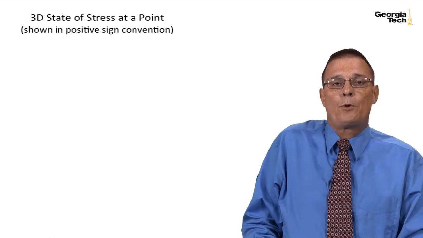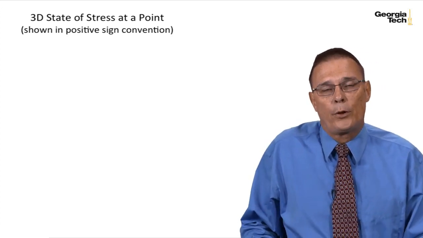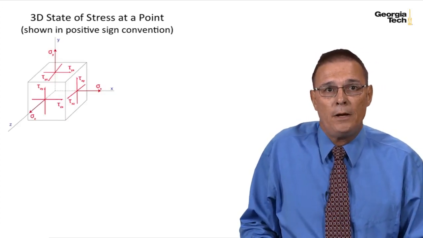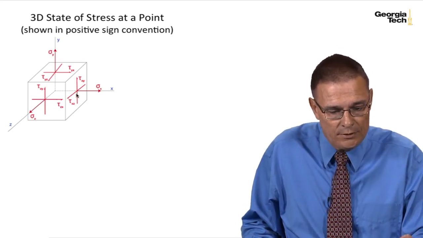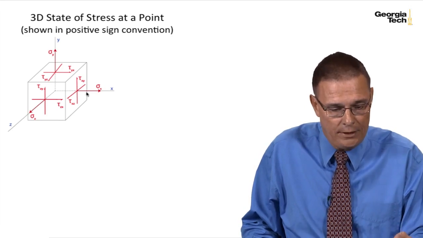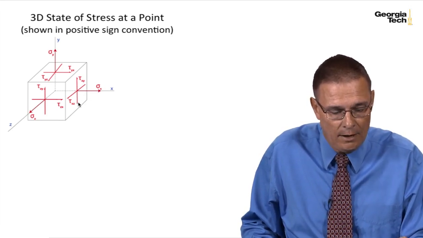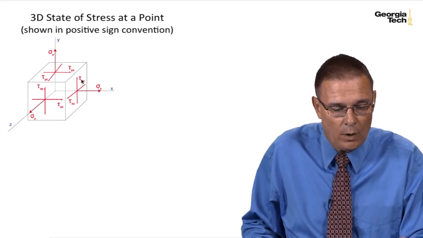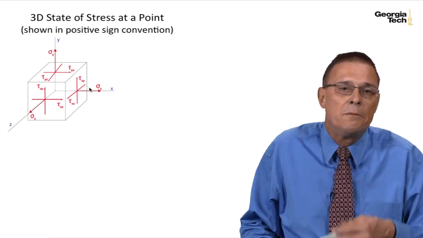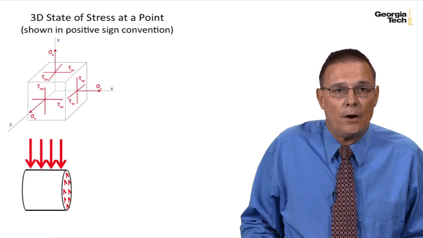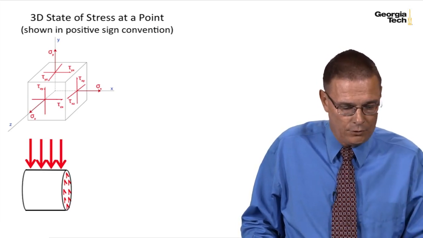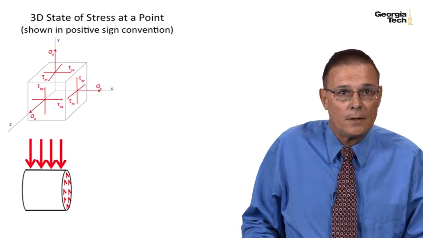Let's go back and review a three-dimensional state of stress at a point. Here again I show it with the positive sign convention, which means positive stress on the positive face. For the x direction, on the positive x face in the positive y direction, we have tau xy, etc. And here is our piece or our part subjected to shear stresses.